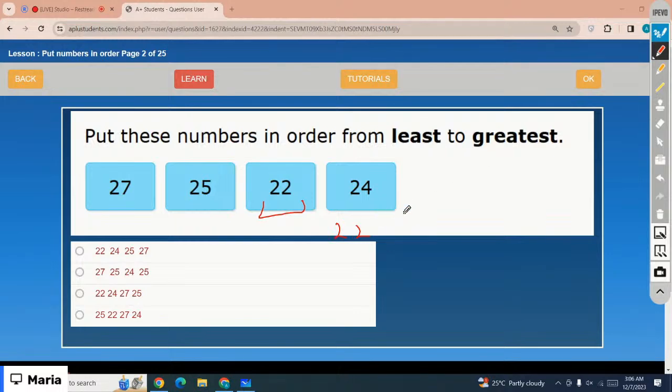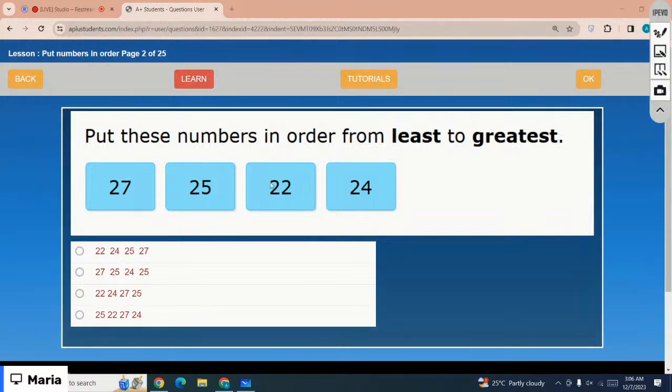From the rest of the three, the least one is 24, right? Then you have 25 and then you have 27. That means you can arrange the numbers as 22, 24, 25, and 27. So which is the correct option? The correct option is option number 1. They are 22, 24, 25, and 27. Got it?